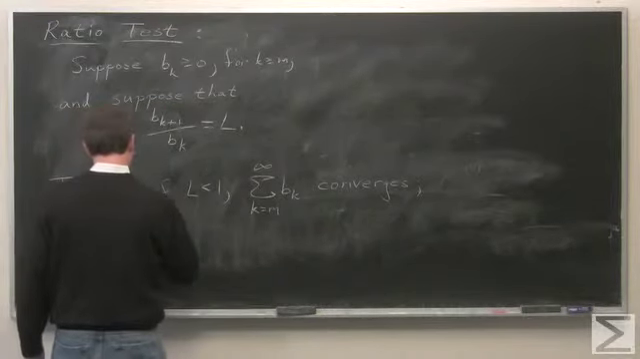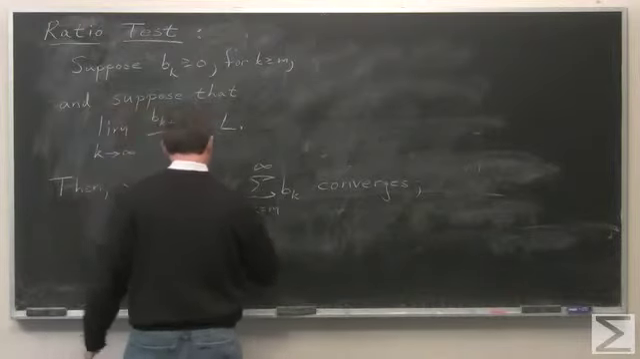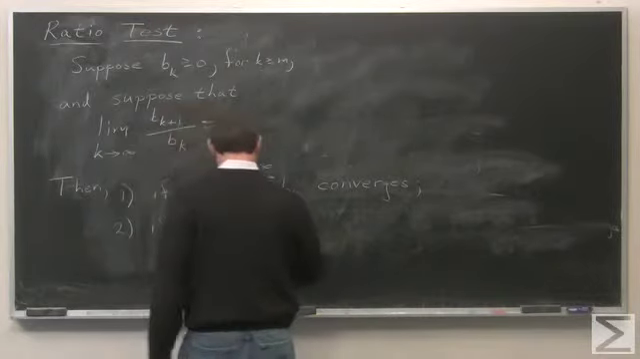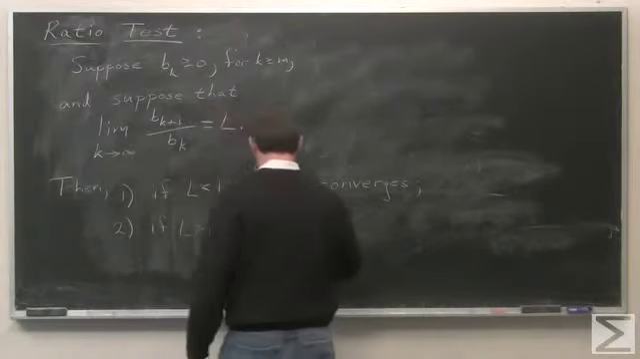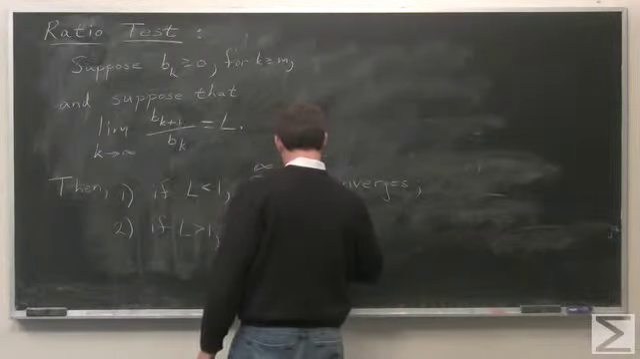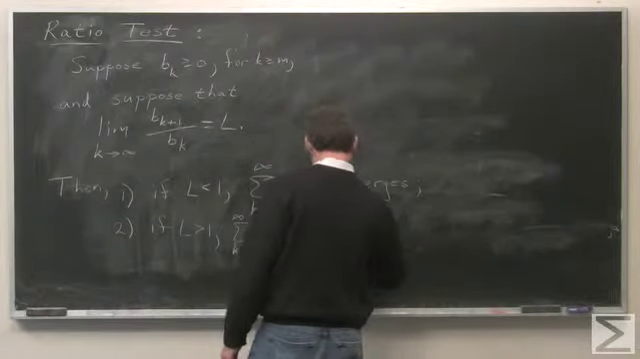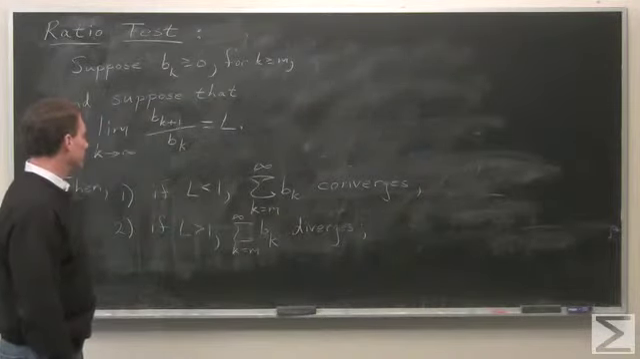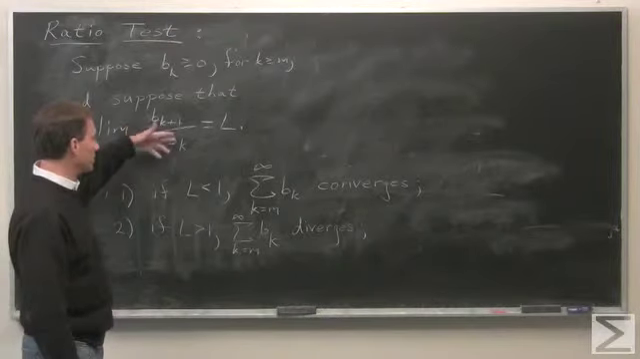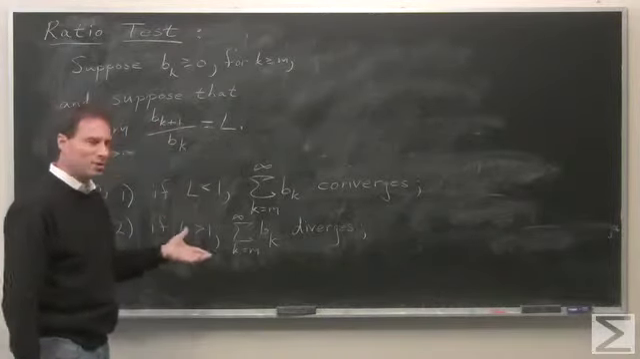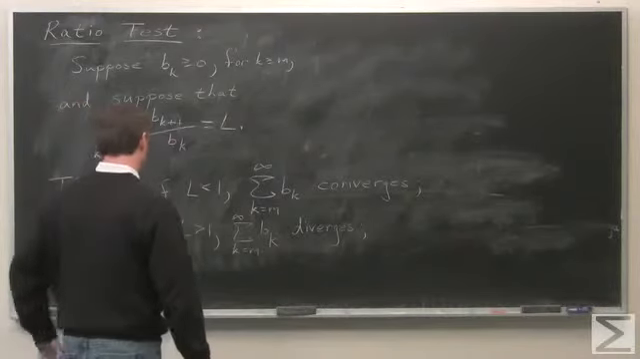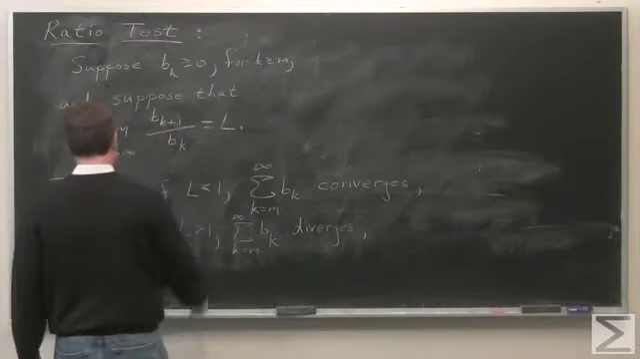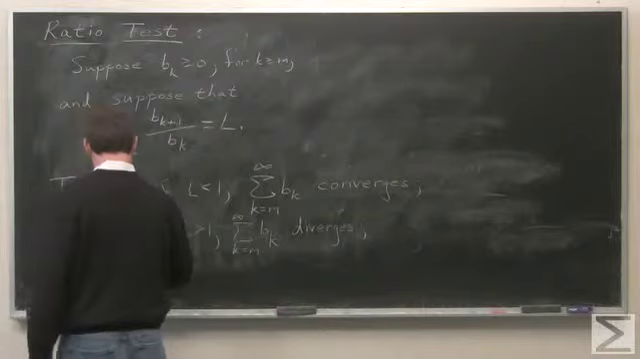2, if L is greater than 1, the sum of the bk's diverges. In fact, that means that the series fails the term test for divergence. Because the terms are getting bigger as you go out, because bk plus 1 is approximately L times bk, but L is greater than 1, so your terms are getting bigger, so they're not approaching 0. Unless they were 0 a bunch of times, and then this quotient's not defined, so the limit doesn't exist, so that can't be happening if you had the limit.